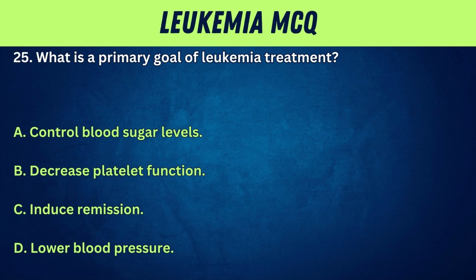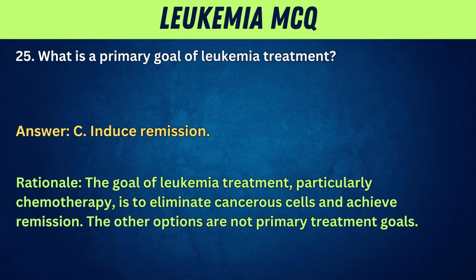25. What is a primary goal of leukemia treatment? A. Control blood sugar levels. B. Decrease platelet function. C. Induce remission. D. Lower blood pressure. Answer: C. Induce remission. Rationale: the goal of leukemia treatment, particularly chemotherapy, is to eliminate cancerous cells and achieve remission. The other options are not primary treatment goals.